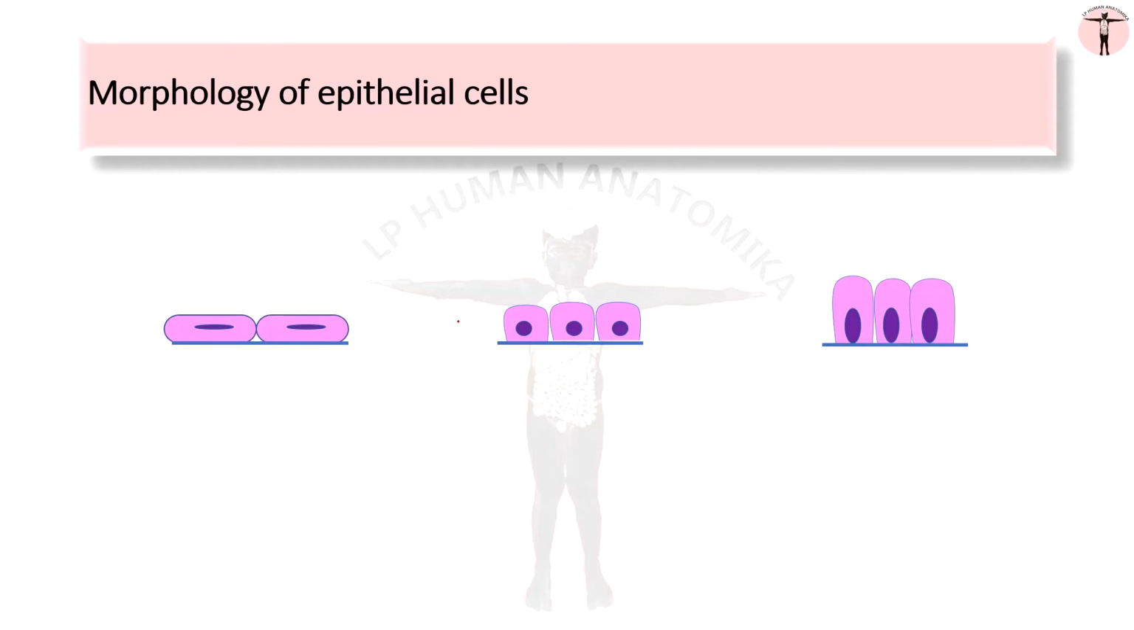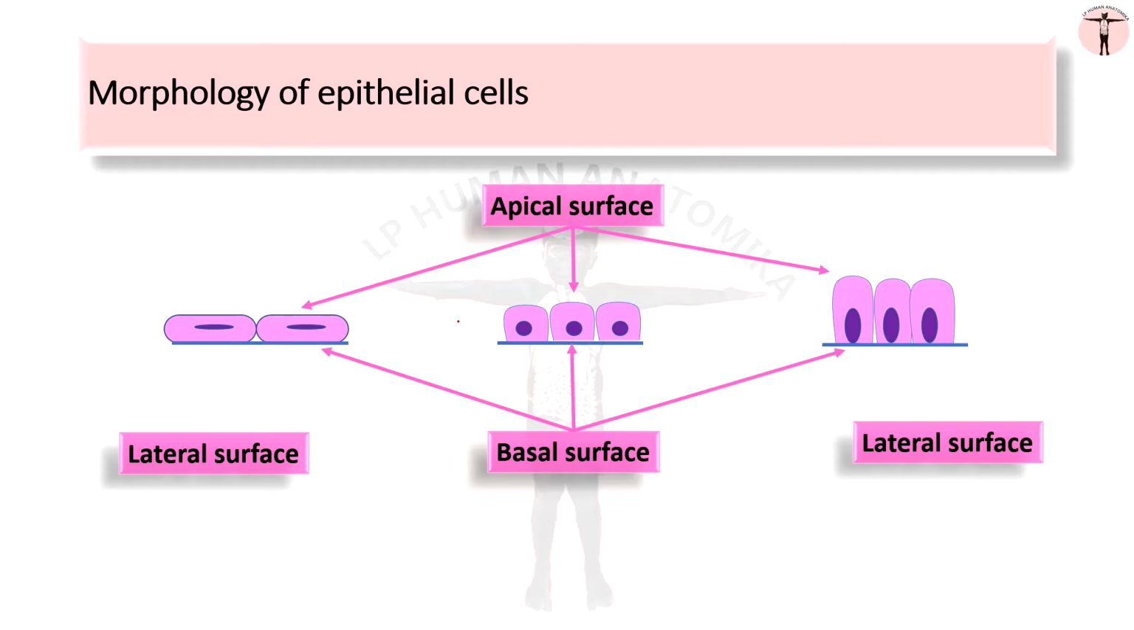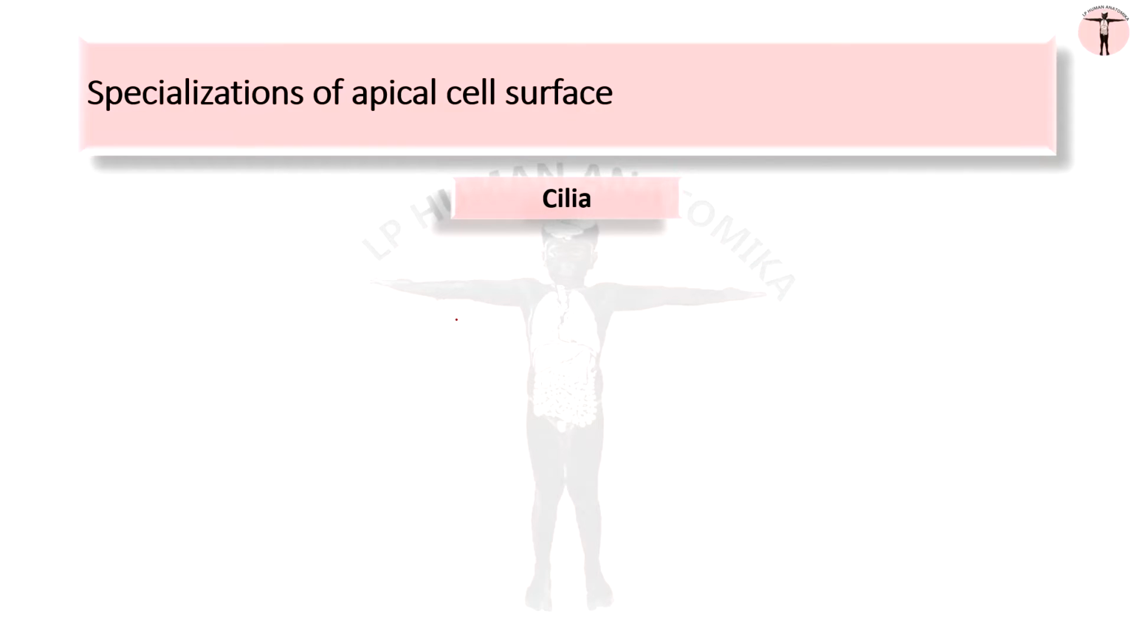Now, coming to the morphology of epithelial cells. Let us first discuss the different surfaces of epithelium. Cells have a basal surface which is in contact with the basement membrane, an apical surface which is free, in most cases covered by coating substances, and a lateral surface which is in contact with the same surface of the neighboring epithelial cells. We will see the specializations of the surface of the cell.